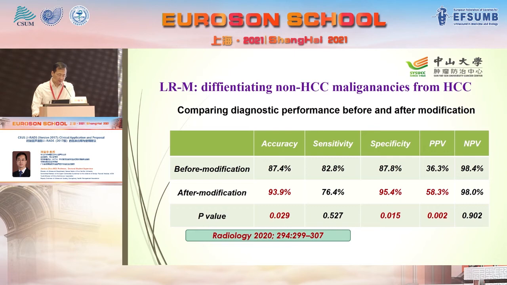Why for the LR-M lesions? When you use LR-M to differentiate the non-HCC malignancy from HCC malignancy, the accuracy was also increased, but the sensitivity was not significantly different. The specificity was also increased from 78% to 95%.